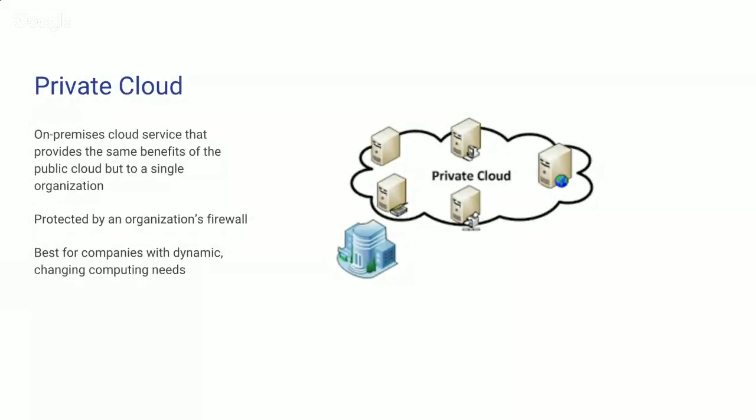Private cloud computing is an on-premise cloud service for firms that provides the same benefits of the public cloud, but is provided only to a single organization. This means that data and programs are shared only between members of that firm, and only members of that firm have access to the cloud used in it. They're often protected by a firm's firewall in order to protect the data that is sensitive to that firm. Private cloud services are best reserved for firms that have dynamic, changing computer or data needs.